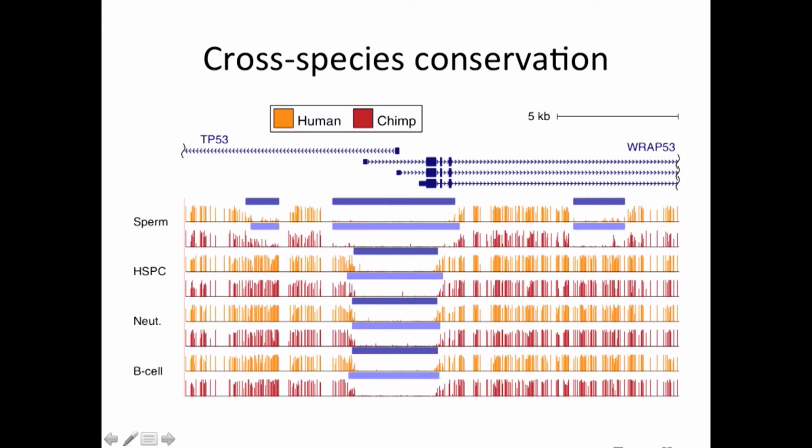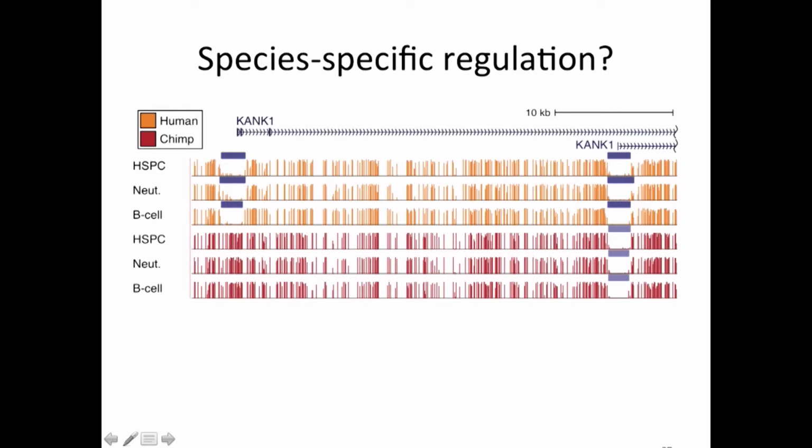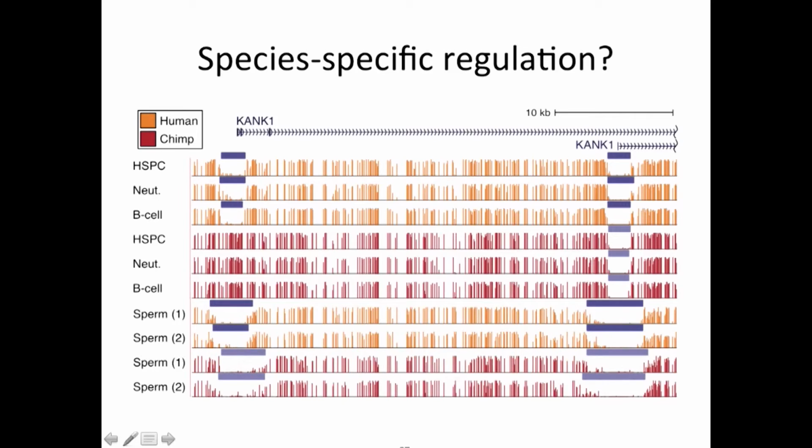But then we have other examples of genes that are potentially differentially regulated, and we can identify these regions through bisulfite sequencing. This is a great example of a gene where in all of the blood cell types, you have two isoforms that are hypomethylated, whereas in the chimp data set, only one isoform is hypomethylated. And I just thought that was kind of a cool example.